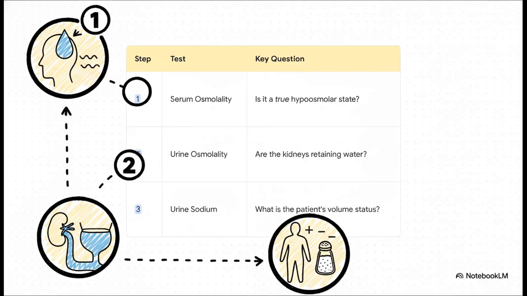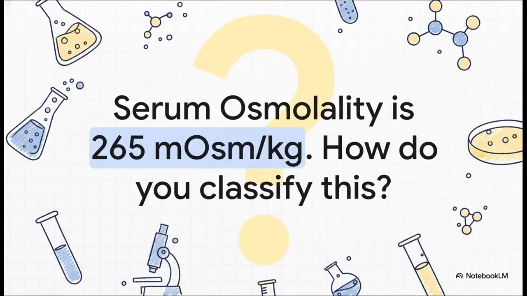Okay, here's our roadmap for this whole investigation. It's a 3-step process. First, we'll look at the serum osmolality. That tells us if this is true hyponatremia. Then, we check the urine osmolality to see if the body's trying to hold on to water. And finally, we'll look at urine sodium to figure out the patient's volume status. Let's do this.